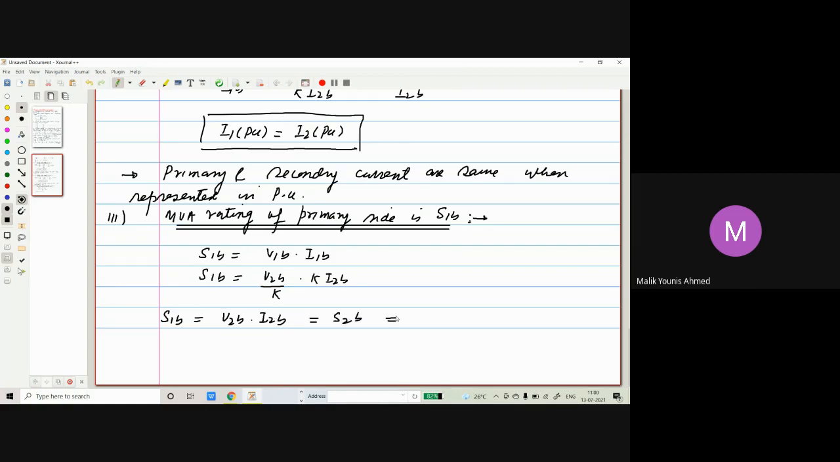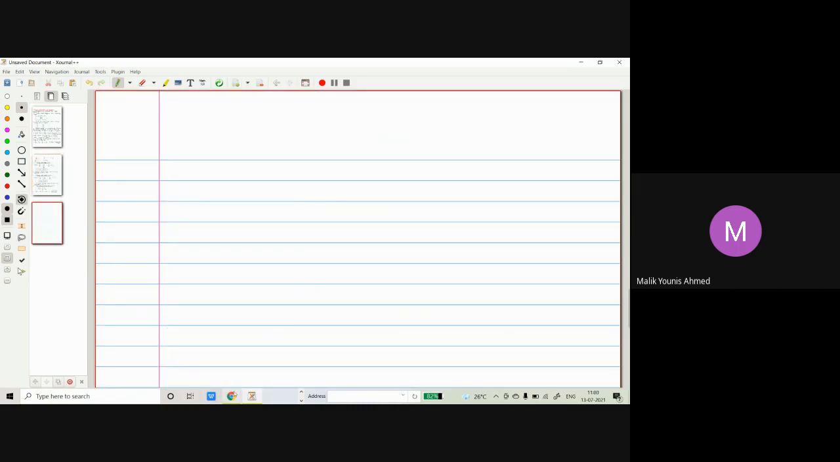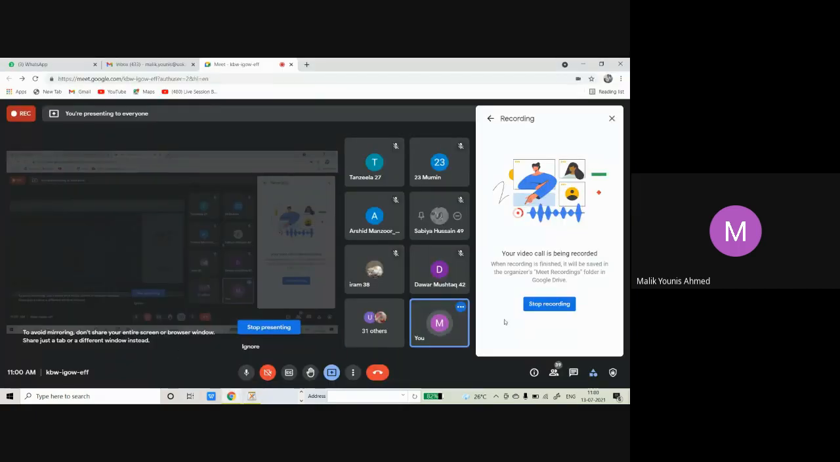So here I will conclude that the complex power ratings on both the primary and secondary side of the transformer are the same when they are in per unit, in the per unit analysis. Okay, I'll add a page. Till now I think everything is clear.